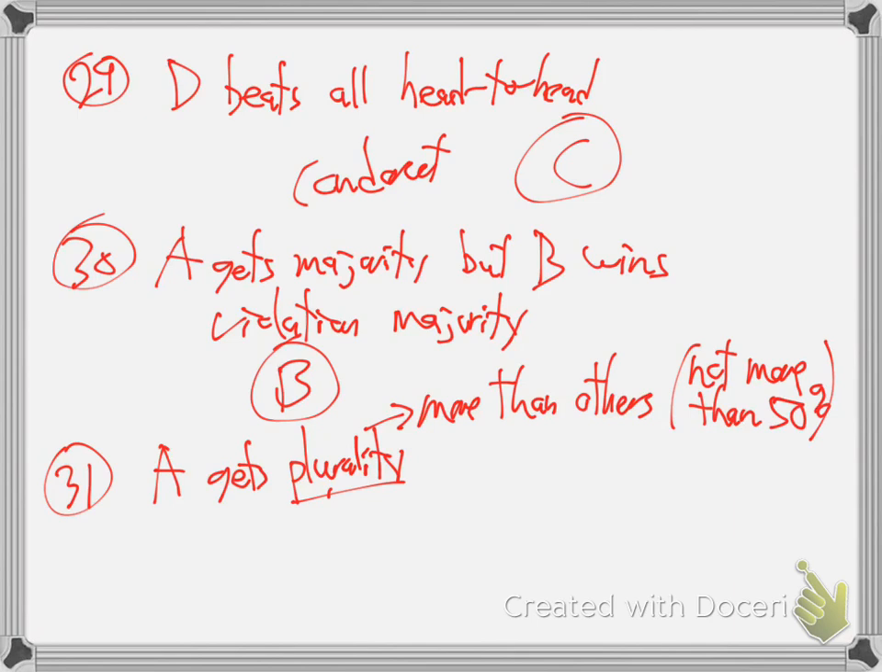Like our presidential elections have gone the last few years, right? One candidate gets 48%, the other gets 47%. So the 48 person wins. But nobody got more than 50. They still got a plurality, right?